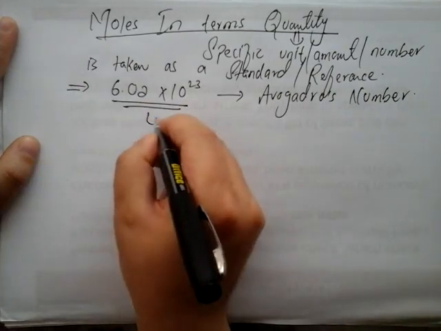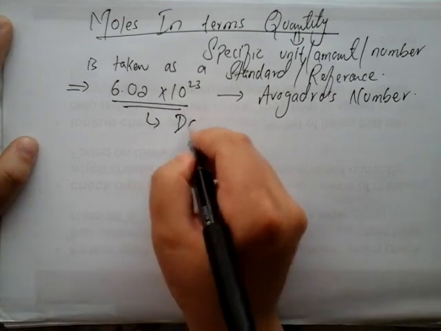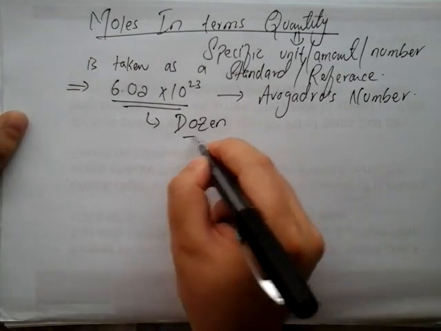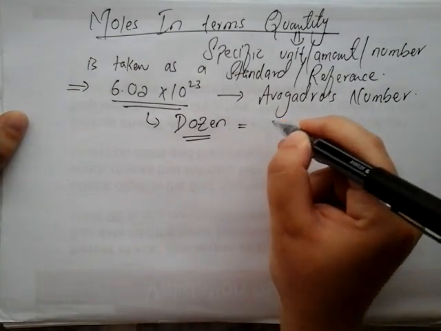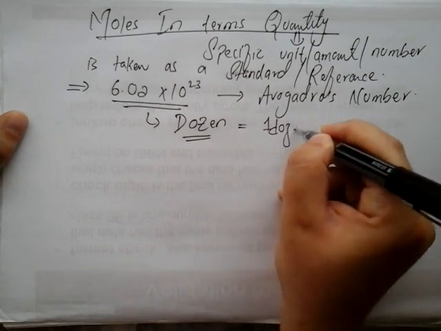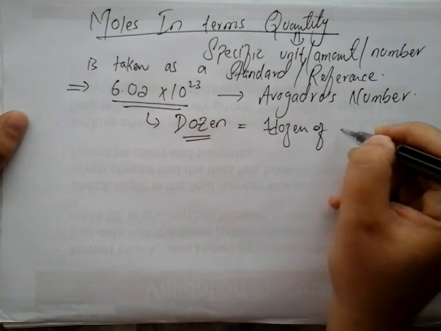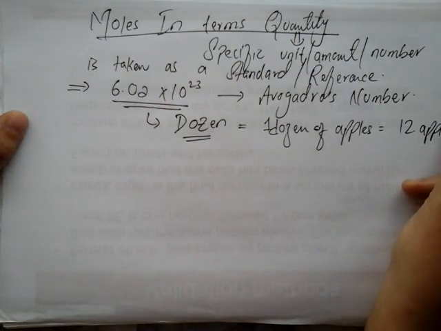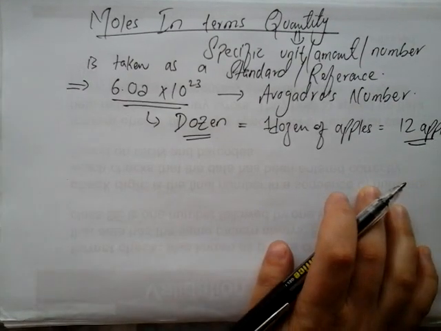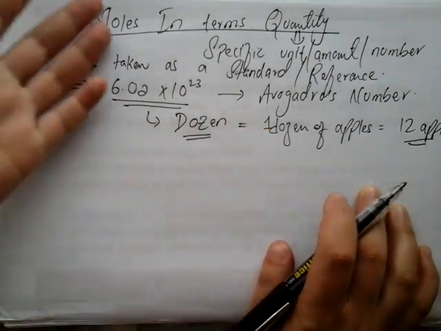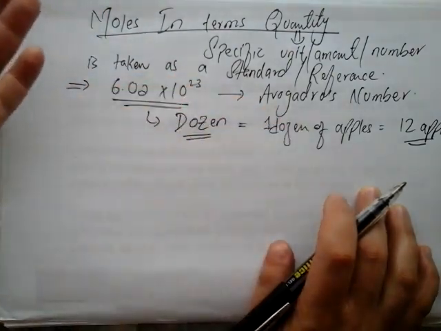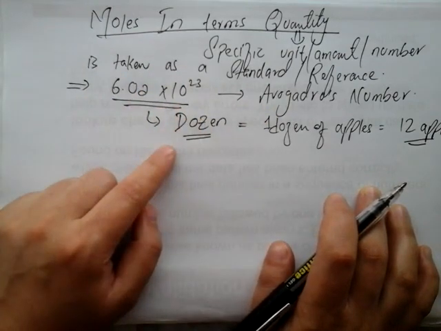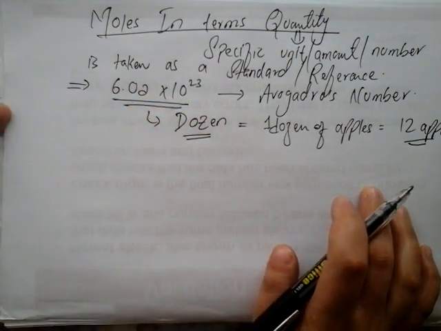We can consider this as a dozen. Why a dozen? Because, for example, 1 dozen of apples means 12 apples. But we cannot count items or molecules because they are so small. So we have to give them a very large value. This value is 6.02 into 10 raised to power 23.